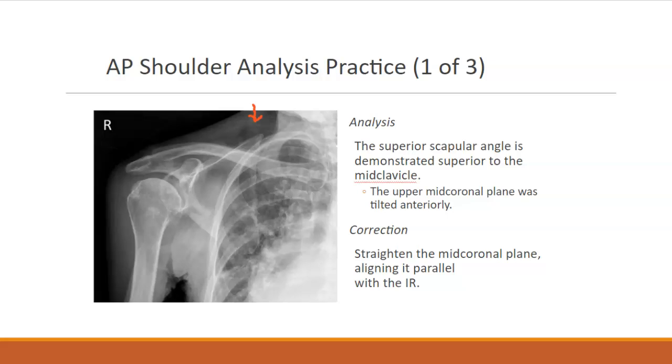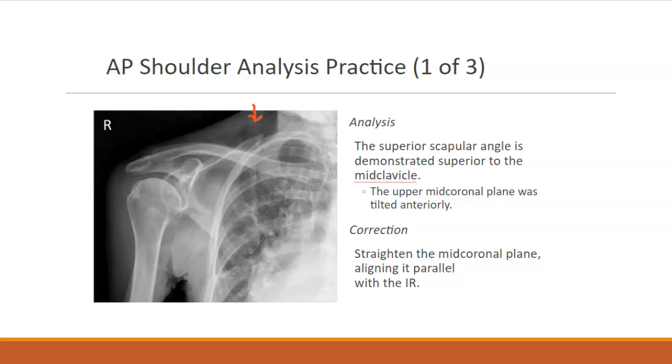So that should indicate to you that there is some mid-coronal plane tilt, which is anterior. In order to correct this, we need to ensure that that mid-coronal plane is parallel with the IR. You also want to look to see if there is any rotation, and the key indicator for that is foreshortening or elongation of this clavicle, which there isn't any.